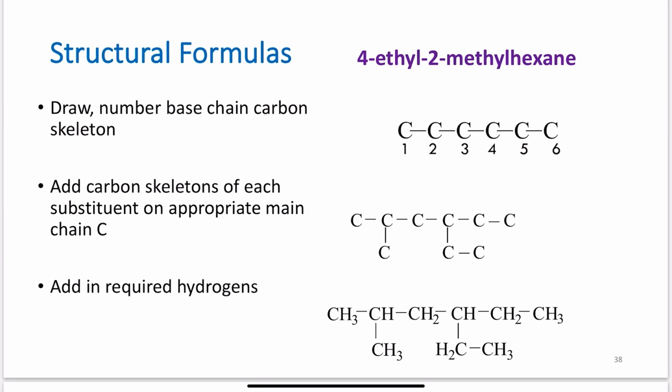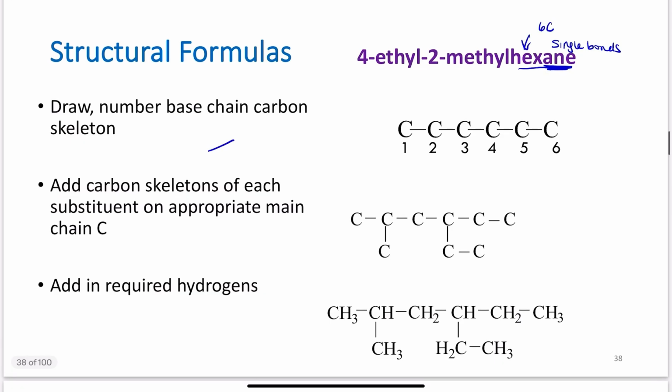So if I have the name and I want to go to a formula, draw the numbered base chain carbon skeleton. So if I'm looking at this, and again, I will show you examples of these and I'll make the additional practice video. But when I've got hexane, ane tells me single bonds. Hex tells me 6 carbons. 1, 2, 3, 4, 5, 6.